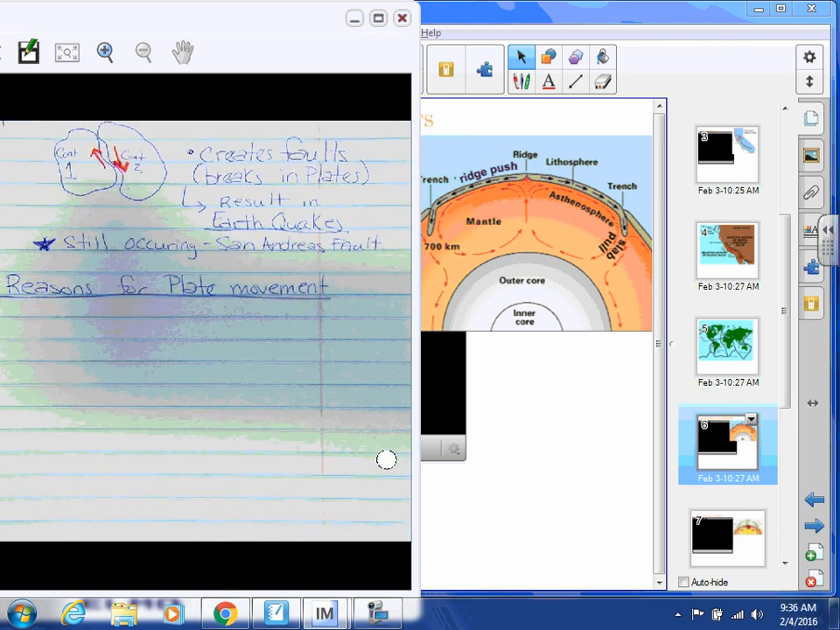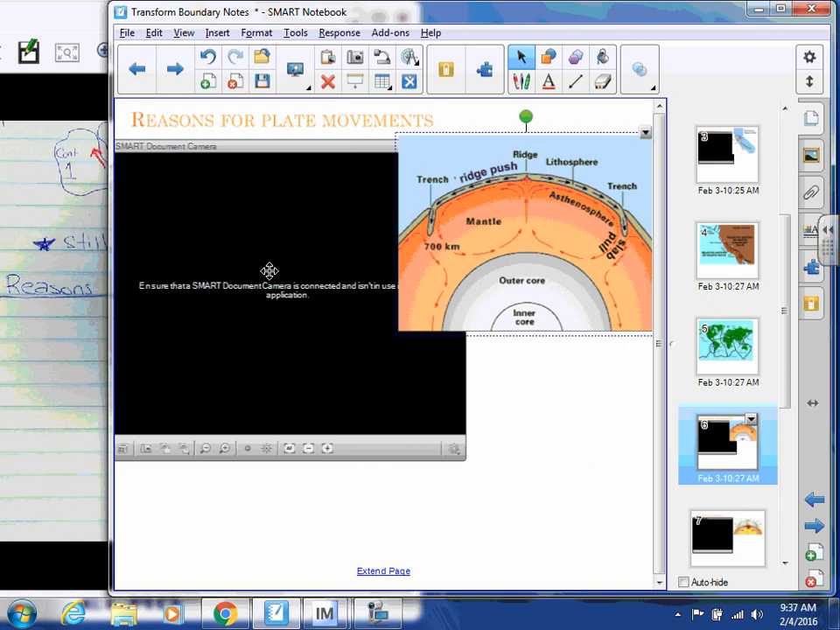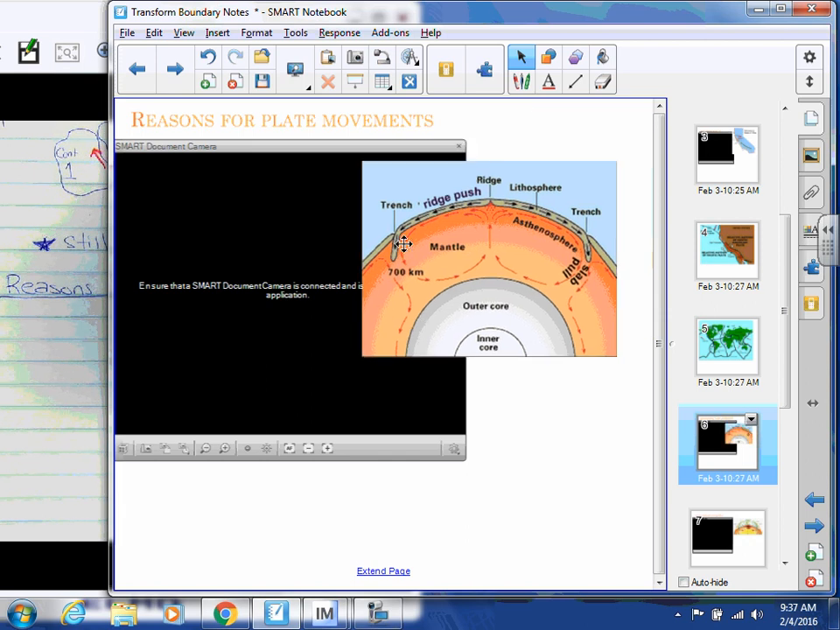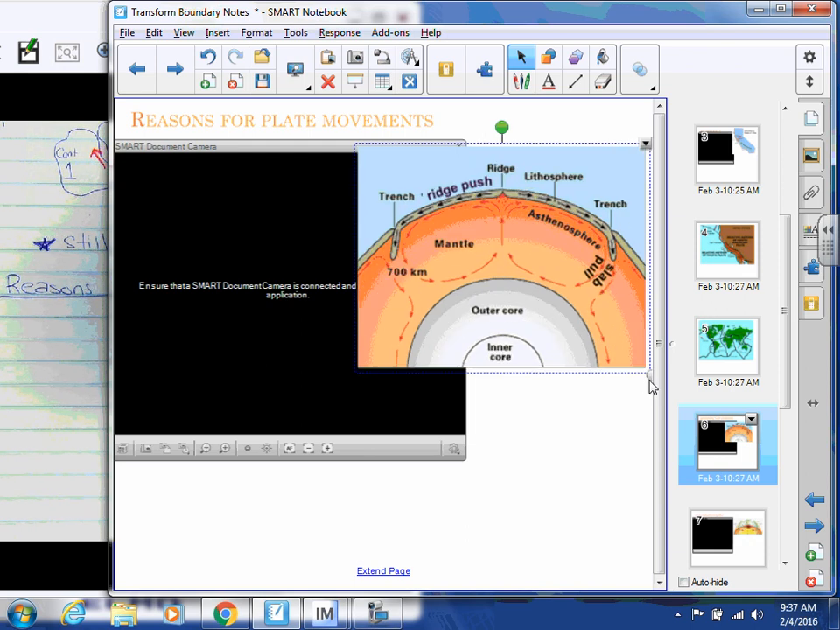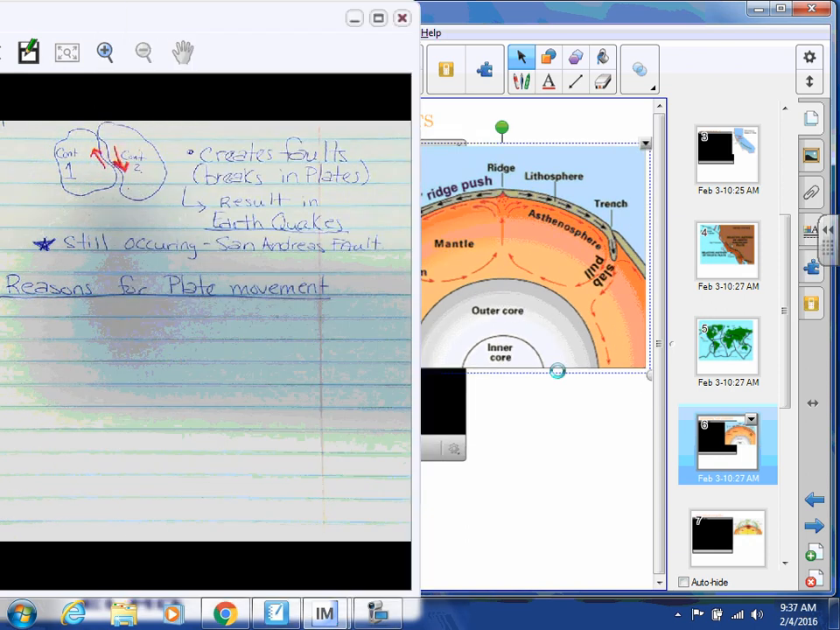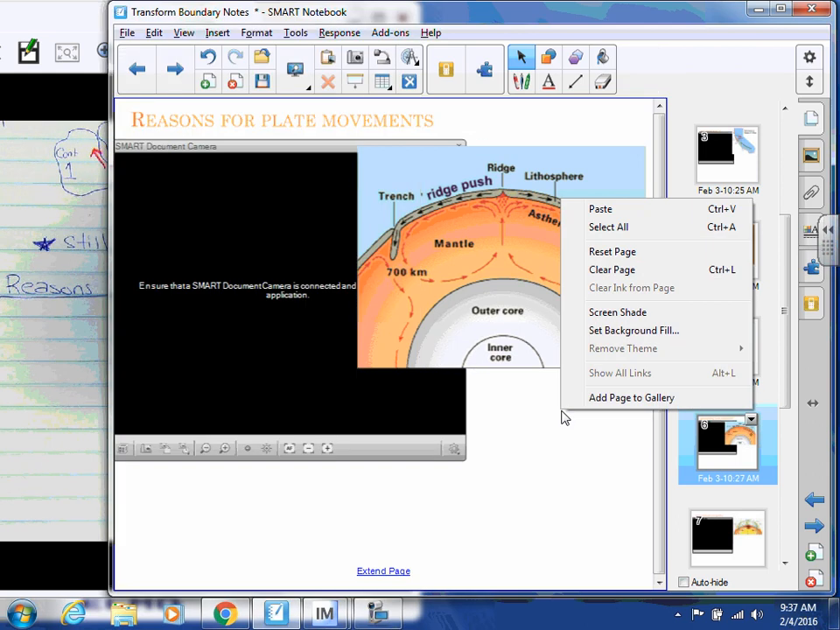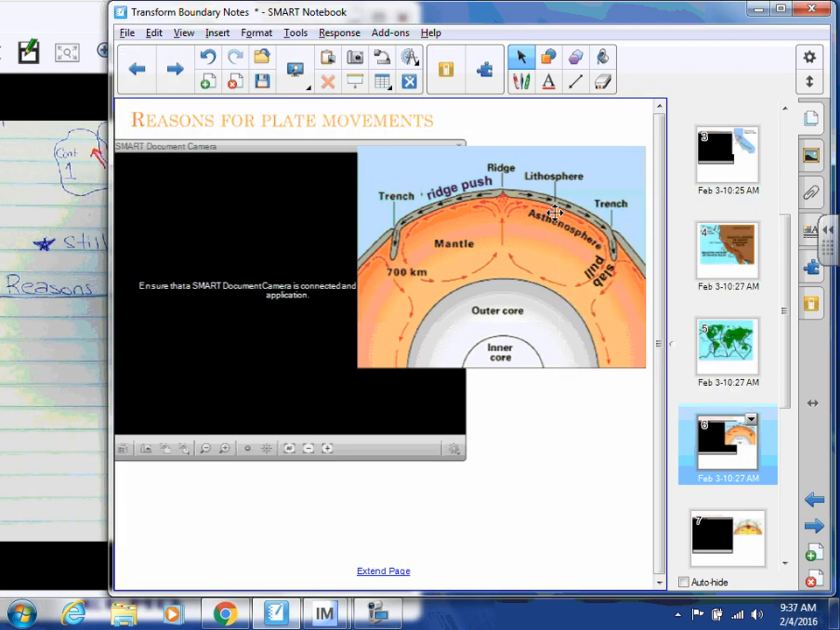Now, when we look at this picture here, as soon as I can make it bigger, we notice that this is the Earth. We have the inner core, we have the outer core, we have the mantle, which consists of the asthenosphere and the lithosphere, and then we have the crust on top.